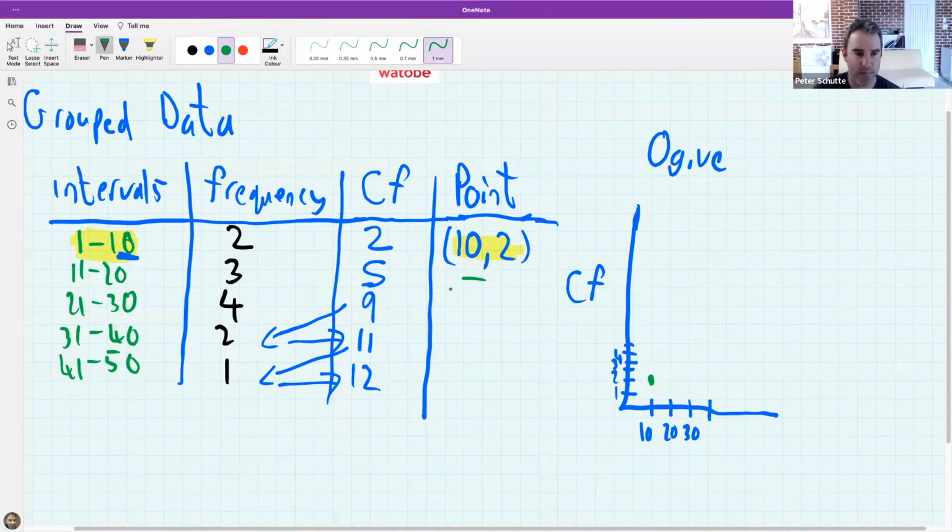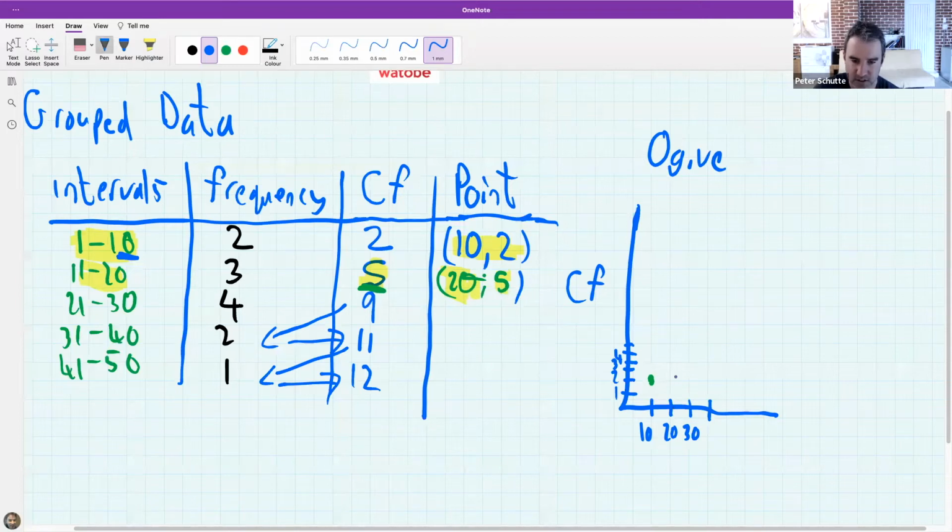So I see a couple of students have said the x coordinate is going to be 20. And what's the y coordinate going to be? It's going to be 5 because it comes from here. So it's the end of the interval. So you get the 20 and then the cumulative frequency total, which is 5. So what would that point look like?